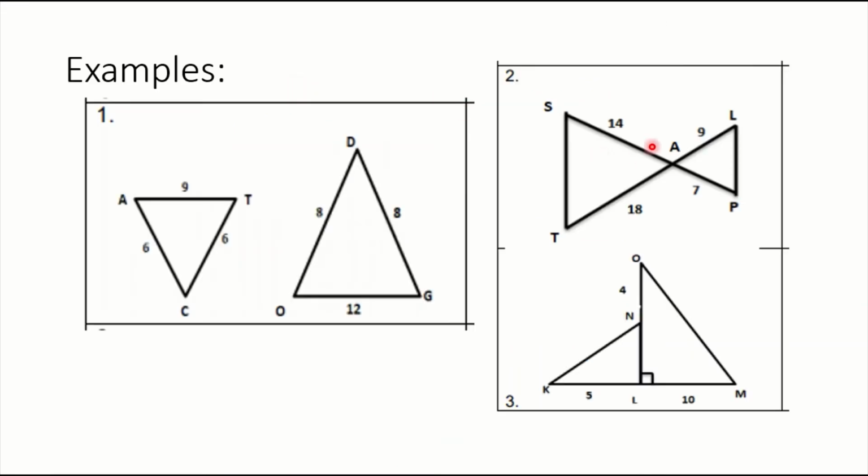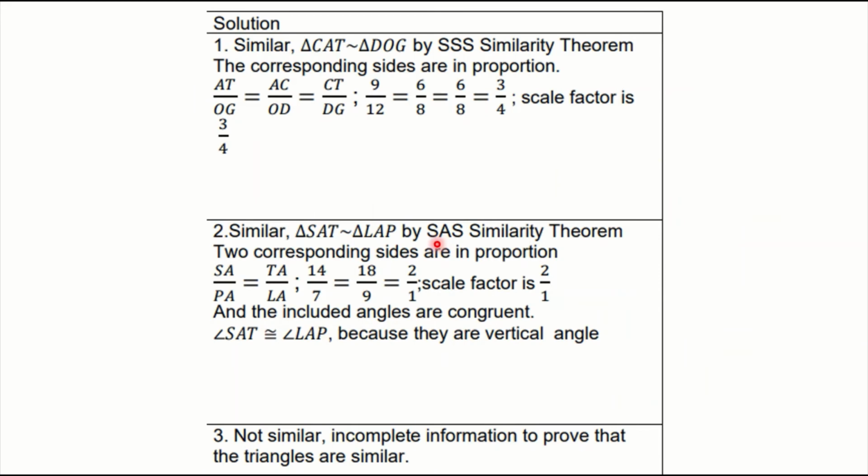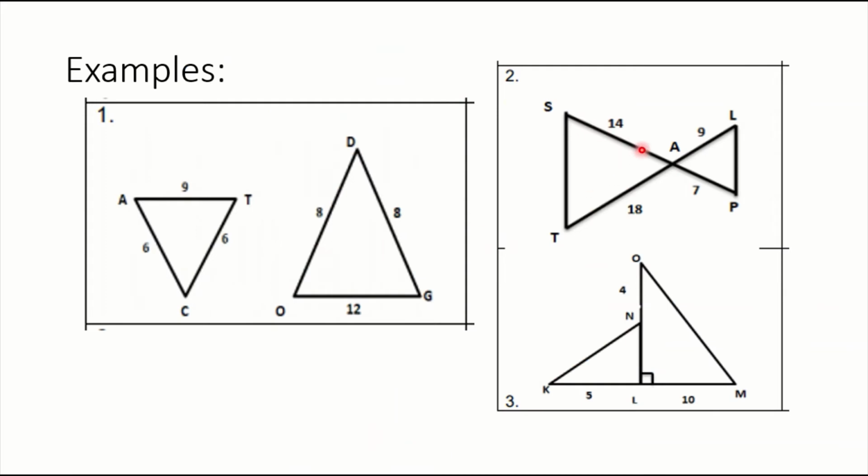How about the other one? This is like our example earlier. This is 14 and this is 7. This is 9 and this is 18, and the angles are congruent. So where does it fall? Under SAS. They are similar. Triangle SAT is similar to triangle LAP by the SAS Similarity Theorem. Two corresponding sides are in proportion: SA over PA is equal to TA over LA, wherein we substitute the given values, SA and PA, then LA and TA.